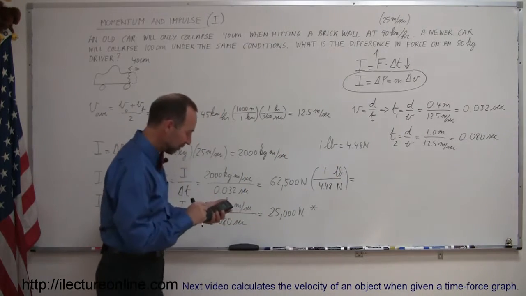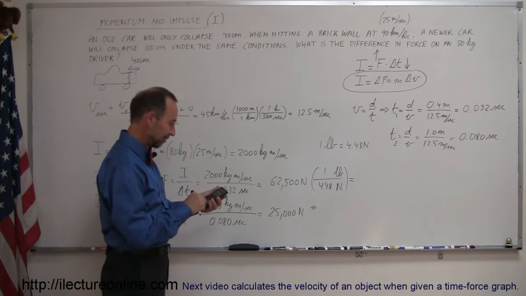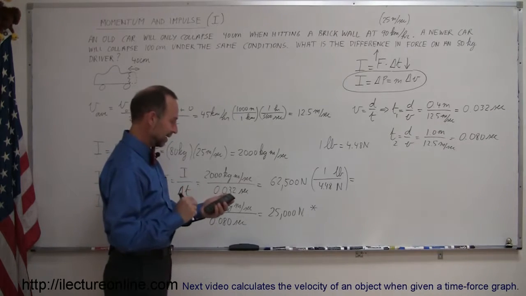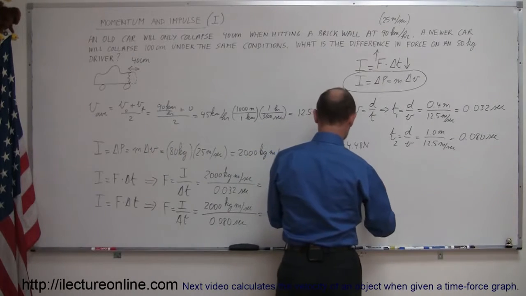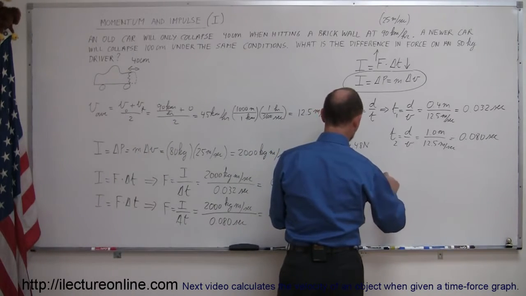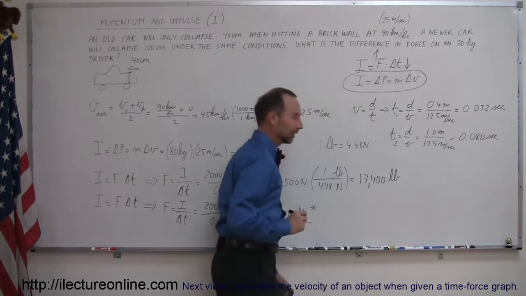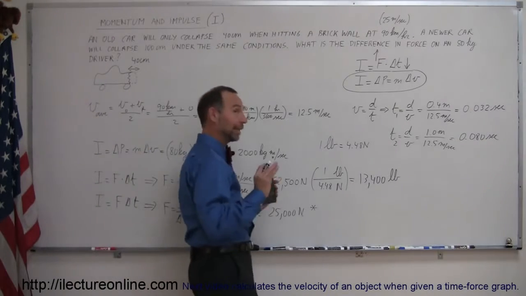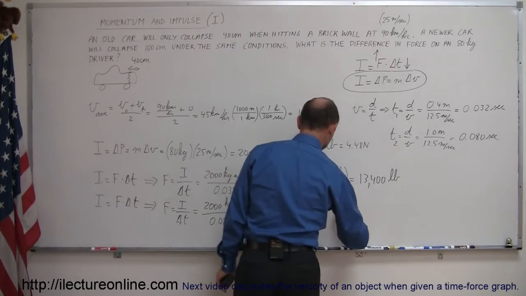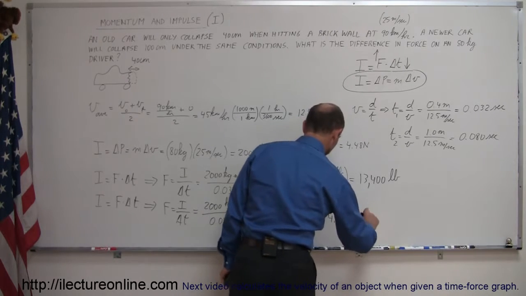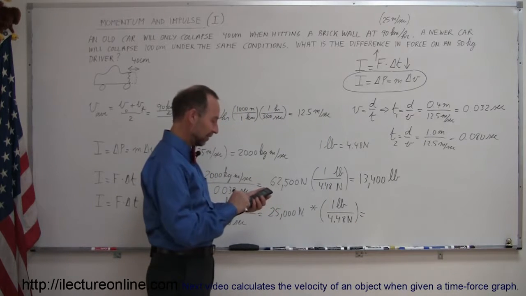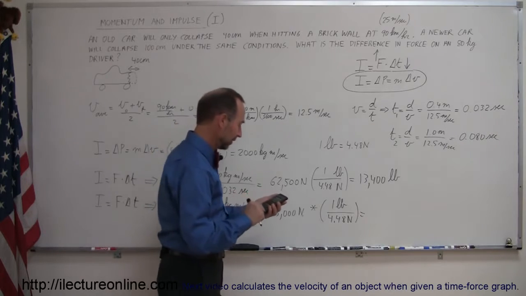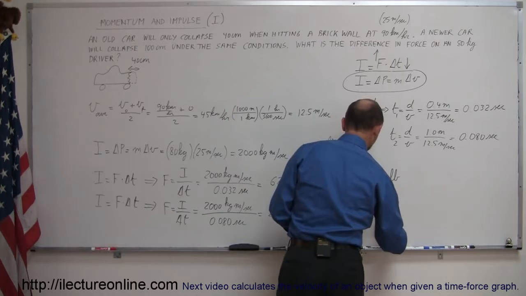So let's take 62,500 and divide it by 4.48. And that is a force of, I'll just round it off, 13,400 pounds of force. That feels like being hit by a sledgehammer, doesn't it? A very big one at that. But if it's only 25,000 newtons, and we get 25,000 divided by 4.48 equals about 5,600 pounds.